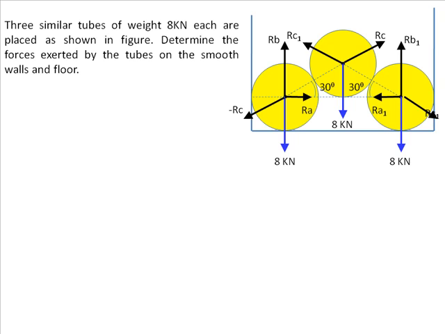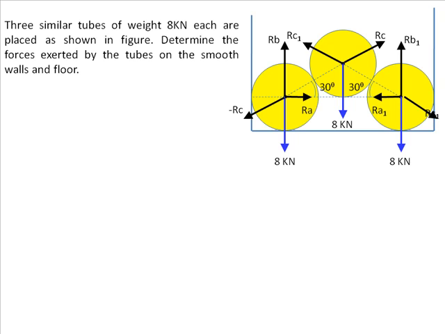That is, essentially we need to find RA and RC. No, sorry, RC is between them, but we need to find RA and RB. Yeah, because they are asking for reactions from the floor and the wall. Okay, it's sufficient for this particular type of problem to solve only two tubes, that is the top one and the left one, because the right one is similar to the left one. So we are going to do that.